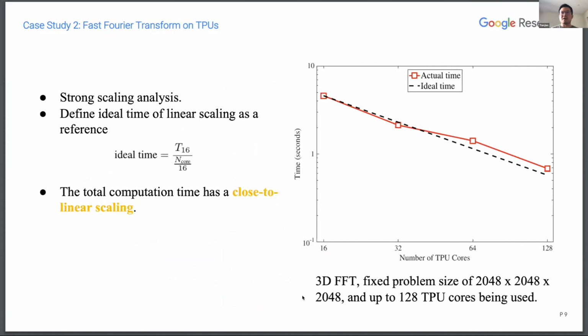If you want to dive into the scaling analysis, we have a 3D FFT with a fixed problem size of 2K by 2K by 2K, the same as the one we used to show the scaling analysis in the DFT. You can see that the runtime, or the computation time, scales close to linearly from 16 cores all the way to 128 cores. Actually, I truncated this scaling beyond 128 cores for better visibility. The scaling is close to linear all the way to full pod.